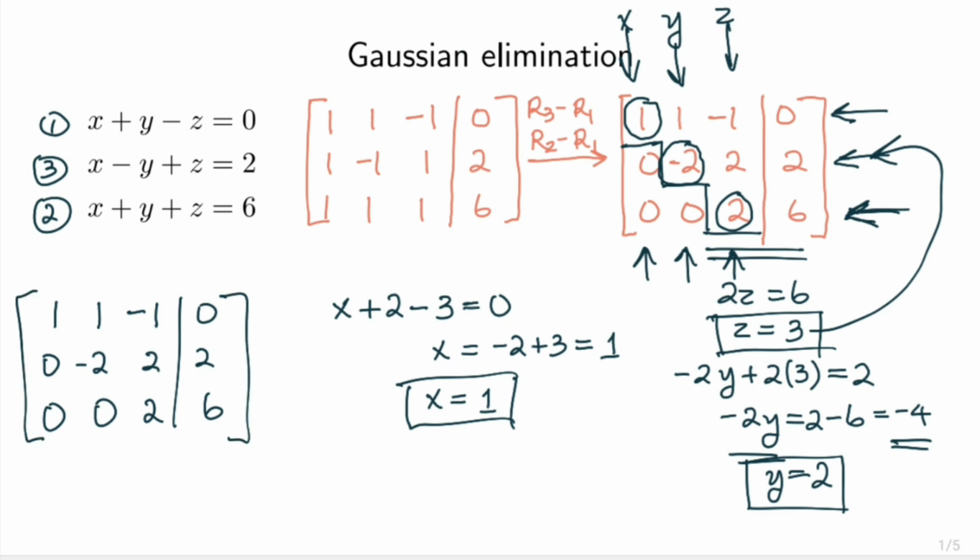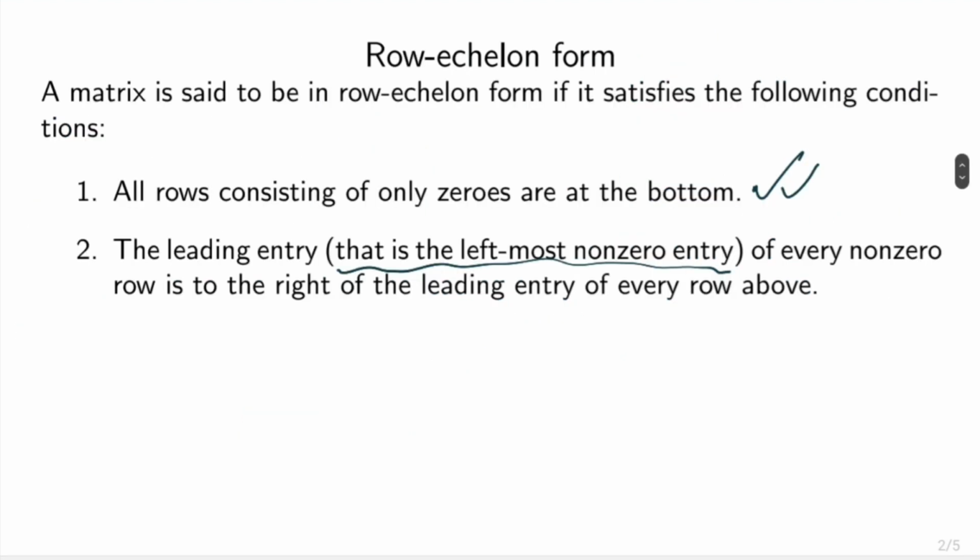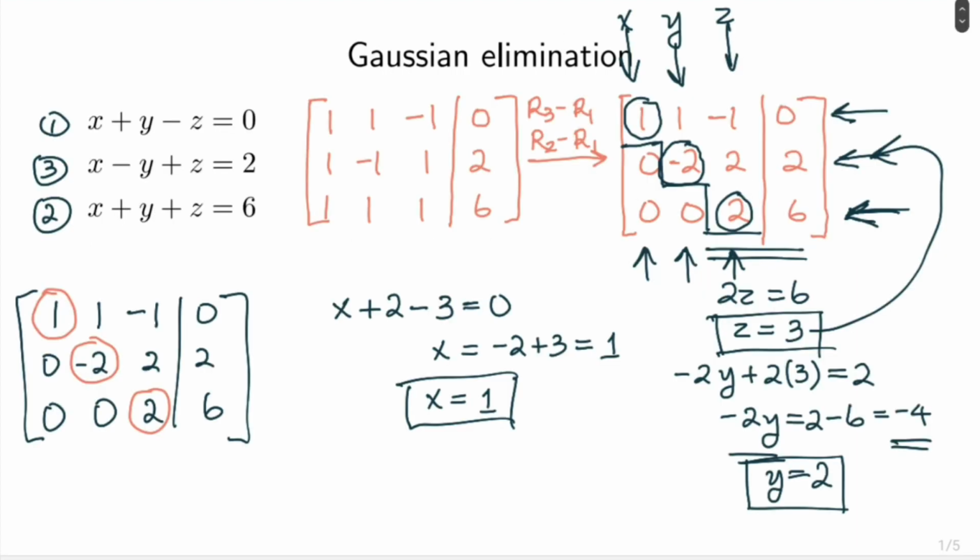The leading entries are this, that, and that. The rules say that the leading entries must be arranged in that fashion. That means that the leading entry of every non-zero row must be to the right of the leading entry of every row above. So this leading entry is to the right of this one, and then this one is to the right of this one. So this matrix is in row echelon form.